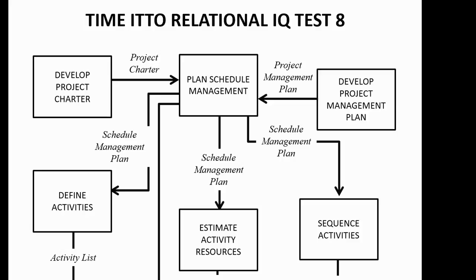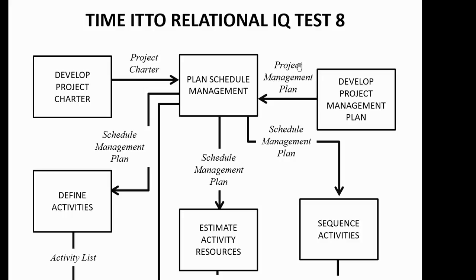Now, quick reminder, plan schedule management is very similar to the other planning processes that involve the triple constraint, which is time, cost, scope, and I put risk in the middle. So think about cost management, think about scope management, think about risk management. You will see identical inputs. For the inputs to plan schedule management, as you can see here, we have the project charter going in. We have the project management plan going in.